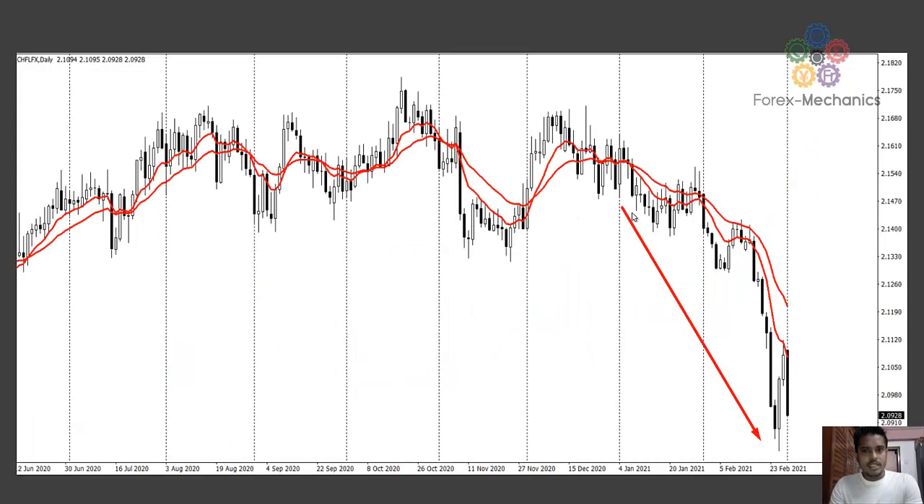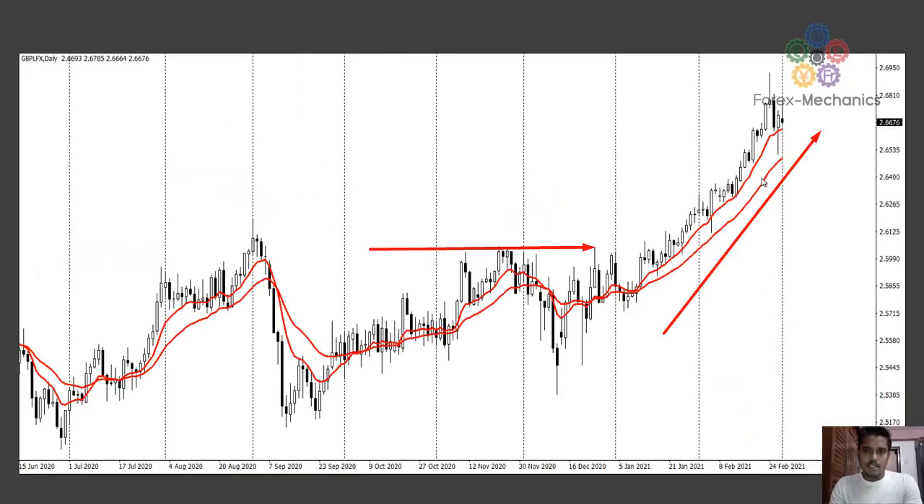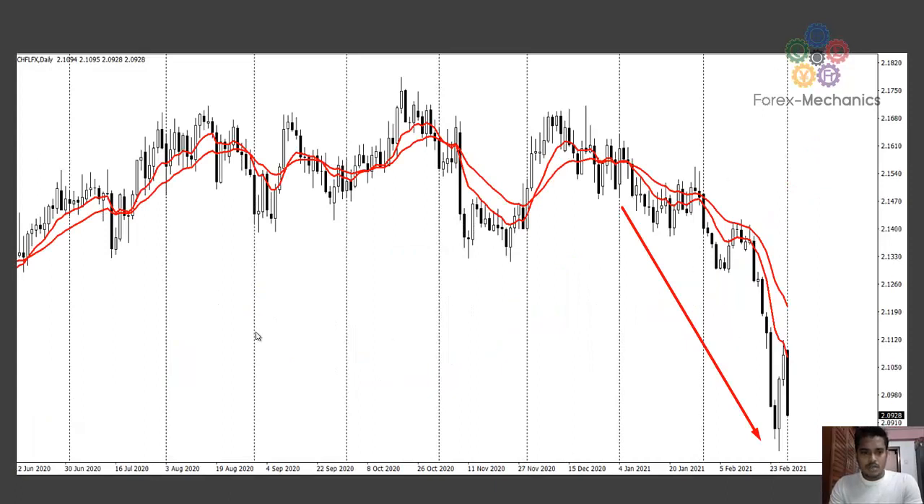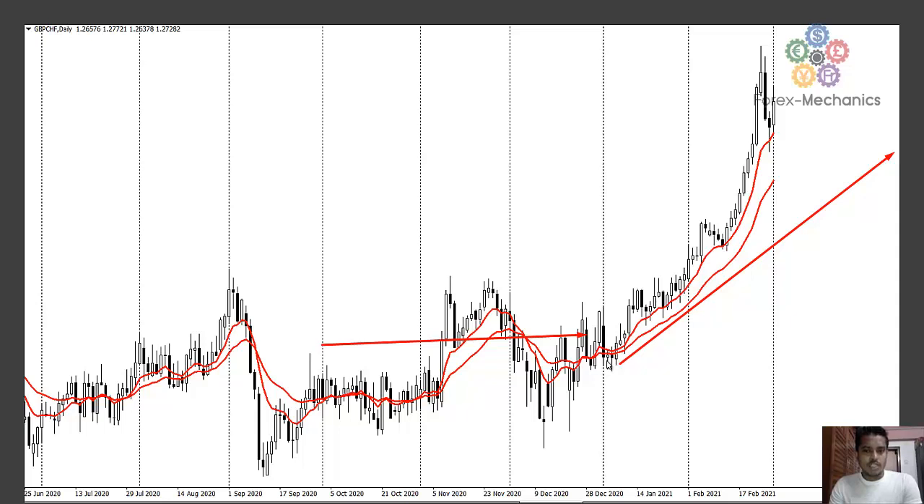And flip side, you can see how the Swiss franc was dropping in the same month. So you can see here pound was going up, Jan and Feb 21, Swiss franc was going down. So it makes more logical sense to really go ahead and buy the pound CHF, as you can see here.